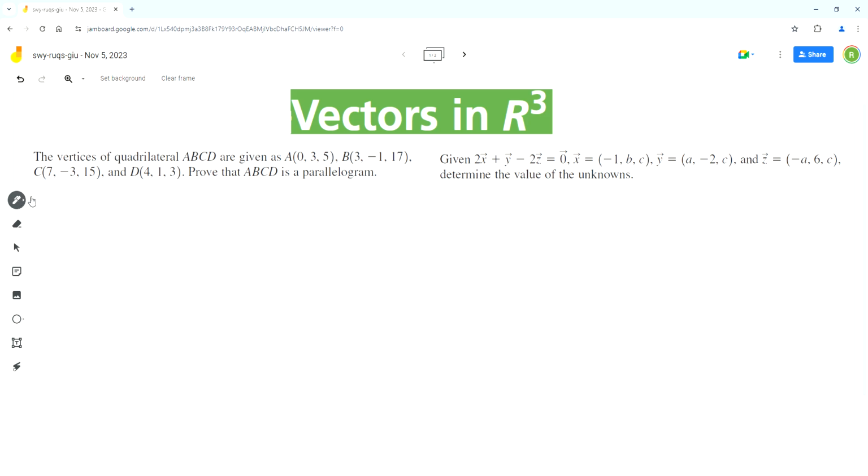So in this video, we'll solve these two problems based on the concepts of vectors in R3. So let's start with the first problem. The vertices of quadrilateral ABCD are given as A, B, C and D. Prove that ABCD is a parallelogram.